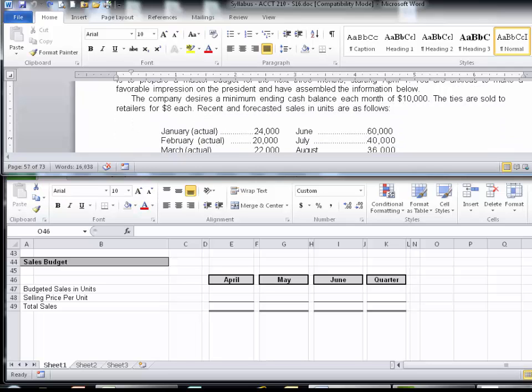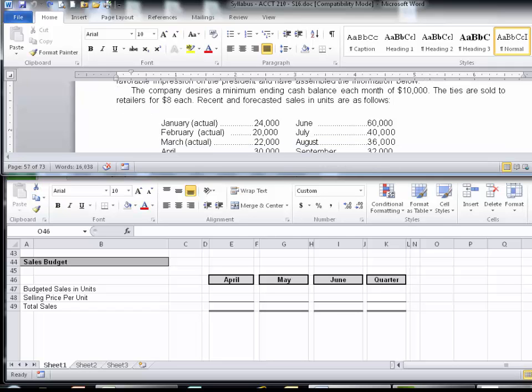Now when you're preparing a budget, you're going to have a bunch of information thrown at you. You're going to have to read through all of the information and be able to pick out the pieces that you need for the various budgets. In this particular budget, we need the budgeted sales in units and the selling price per unit. So as we read through, there are some things that I can skip over.